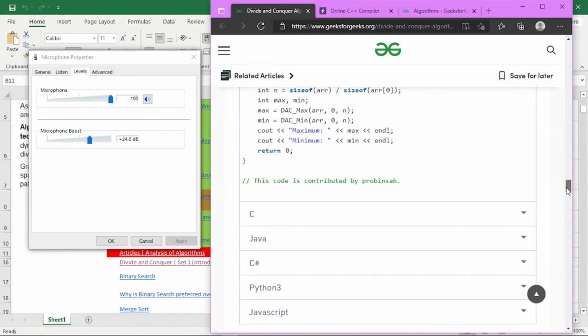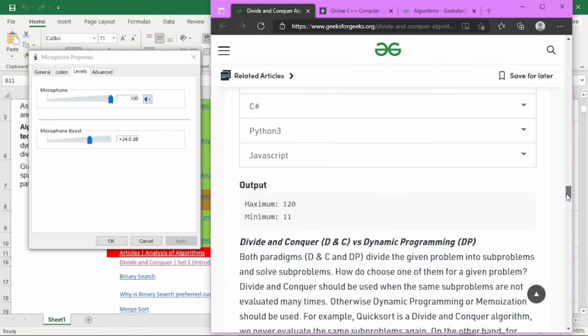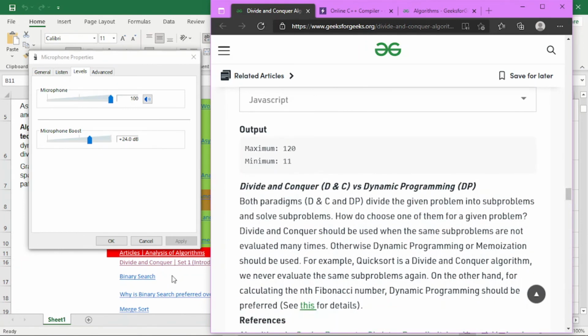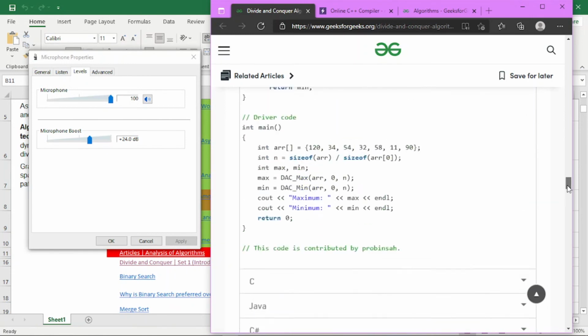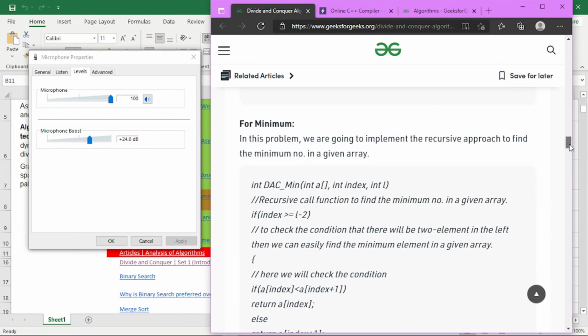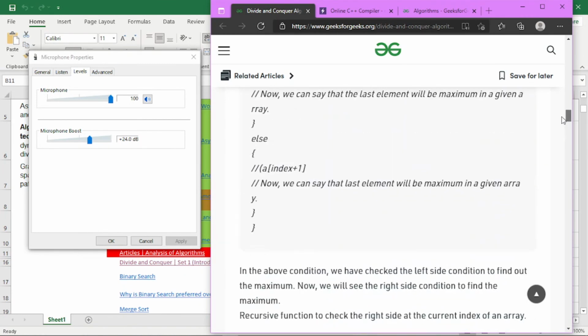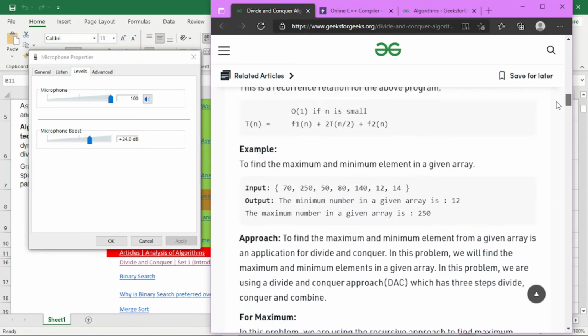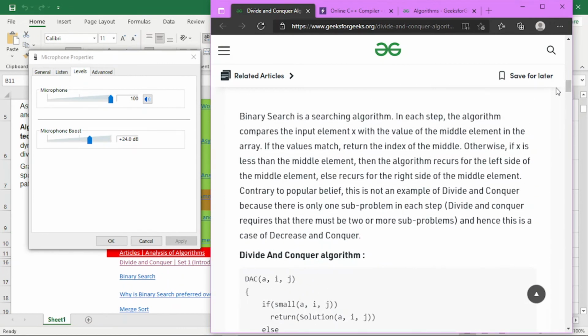So yeah, this was it for today, and we will be covering the binary search in the next video as well. However, I have just told you about the binary search here in brief. See, here I told you why it is not divide and conquer but a decrease and conquer algorithm.